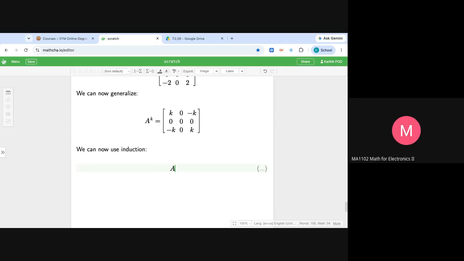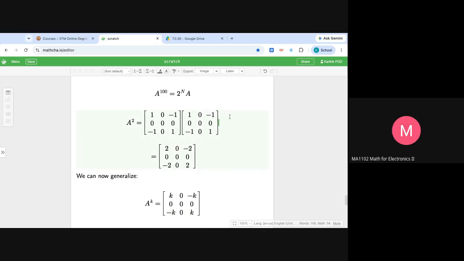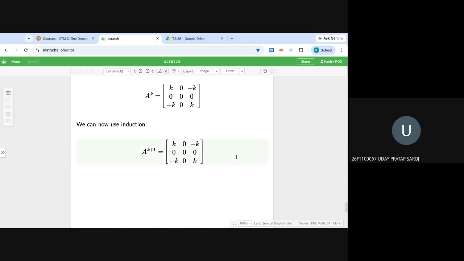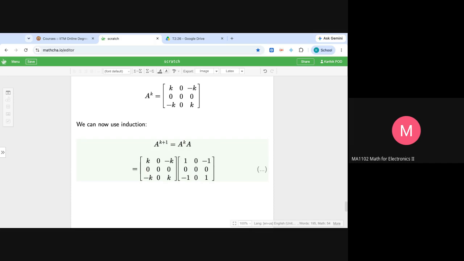We have to first arrive at something to test using induction. That should have been the first hint if you want to really help. That was not there in the question, so they should have provided it. So this is A power k into A again, and that is nothing but A power k, according to our inductive hypothesis, into A.